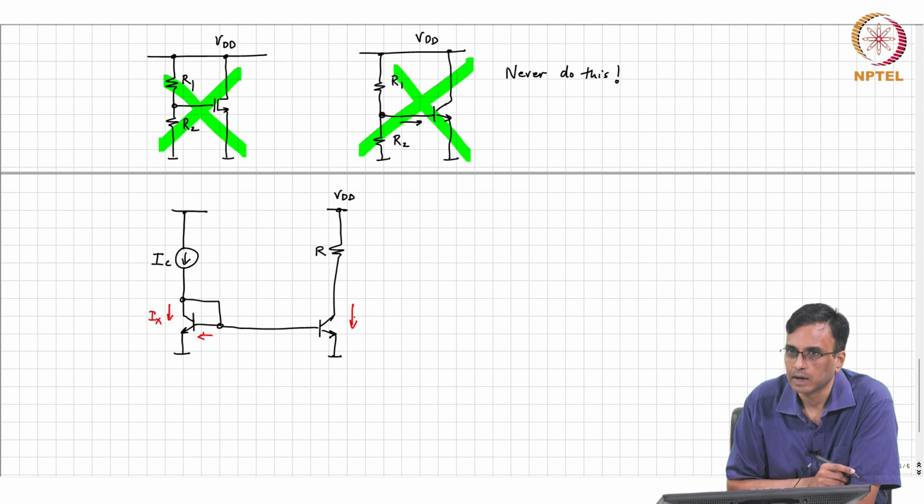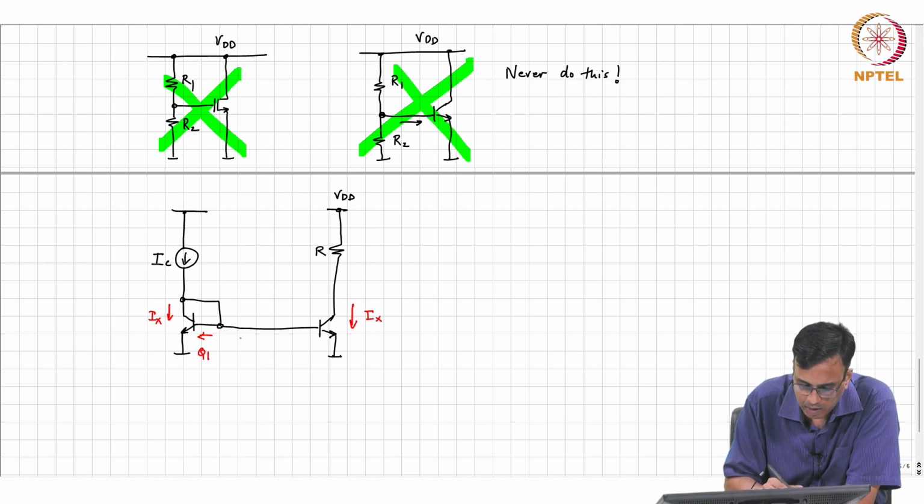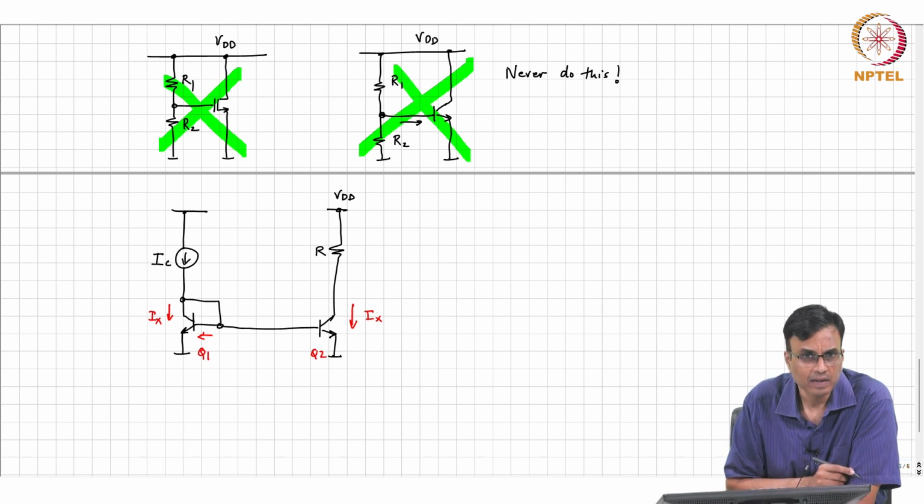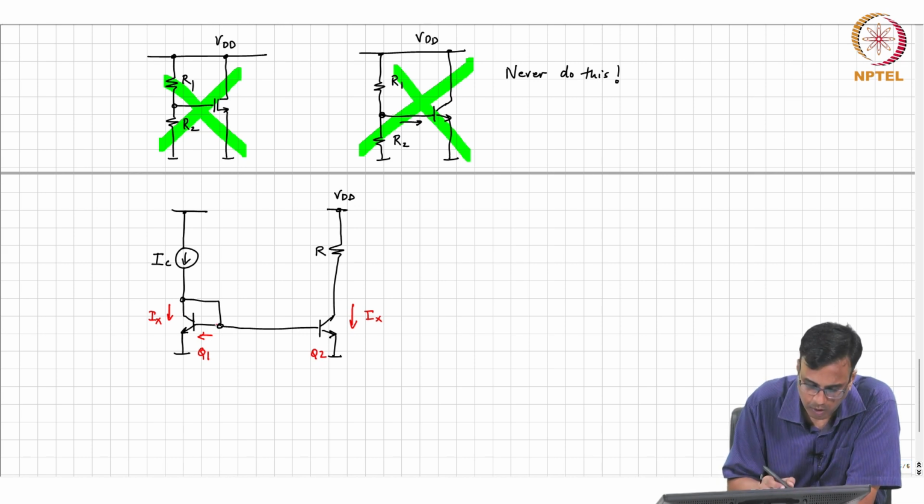What is that current there? It is going to be exactly I x, because both transistors Q1 and Q2 have the same base emitter voltage. So, they will have the same collector current. And what is the base current of Q1?